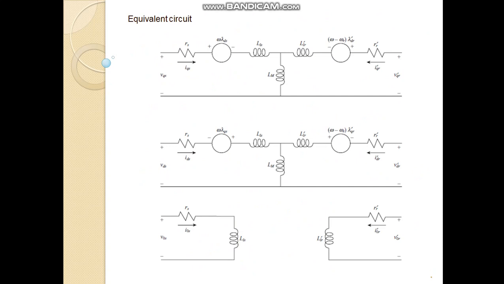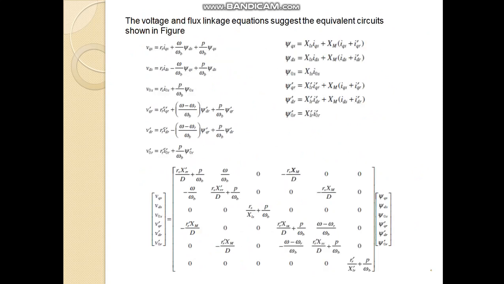Since machine and power system parameters are generally given in ohms or in per unit of a base impedance, it is convenient to express the voltage and flux linkage equations in terms of reactances rather than inductances. Substituting for currents yields the voltage equations in terms of flux linkages per second.